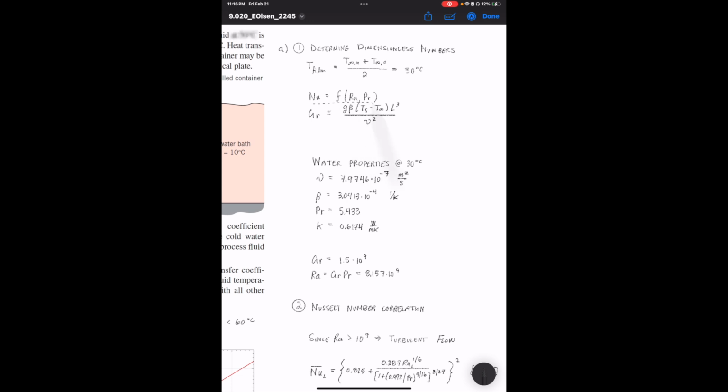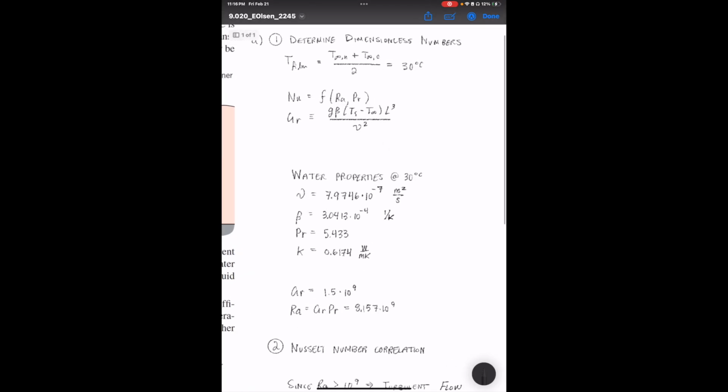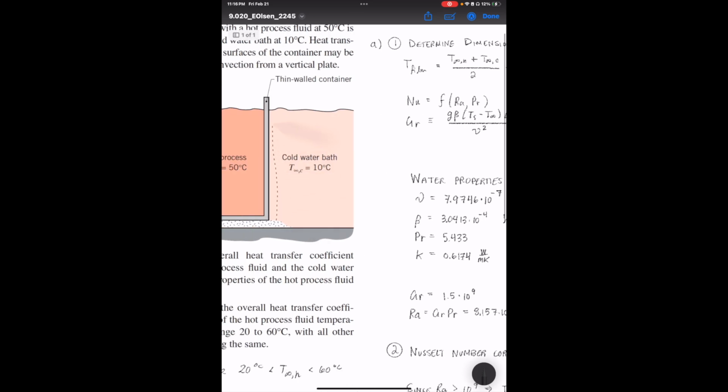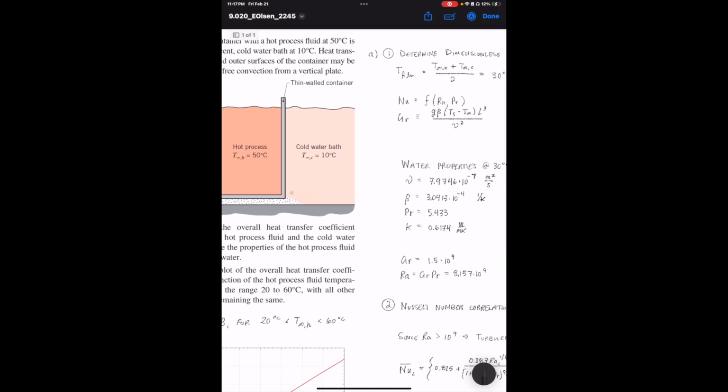We know our Nusselt number for free convection is going to be a function determined by the Rayleigh number, which is your Grashof number times your Prandtl number, and the Prandtl number itself. And our Grashof number is defined by this equation here. This is our gravitational constant. This is our expansion coefficient. We have our delta T. We have a characteristic length, and we have a kinematic viscosity. Our characteristic length for this problem is going to be the length of the side of the vertical plate, because the fluid is going to heat up and then travel up the surface.